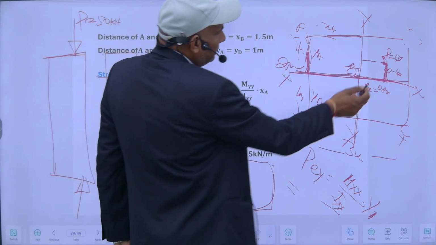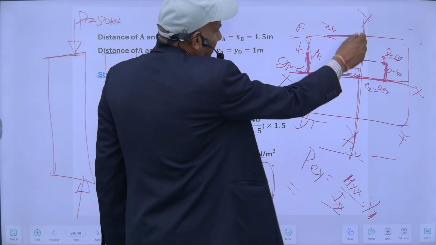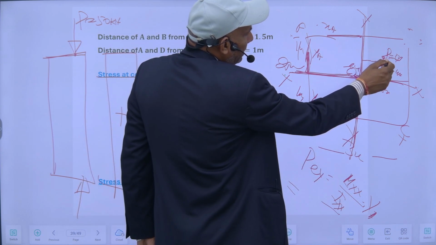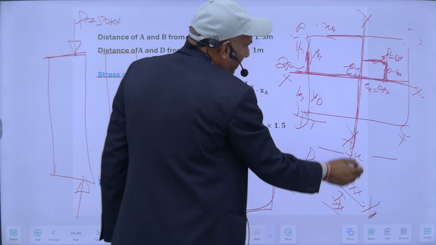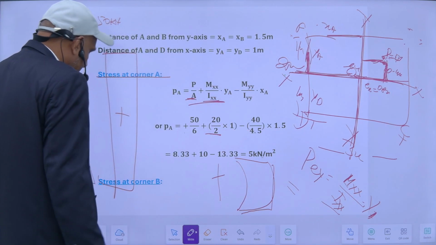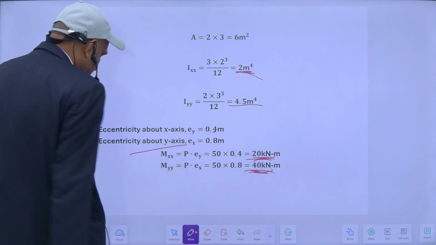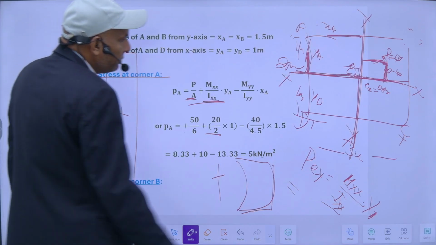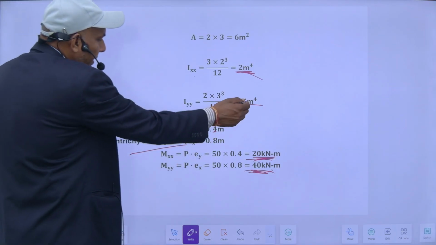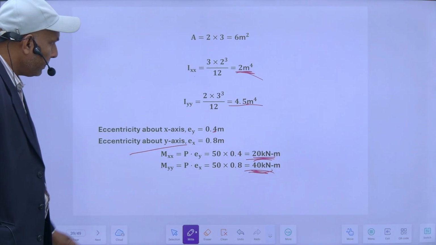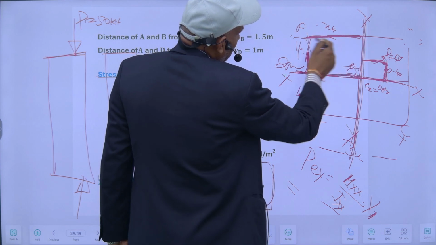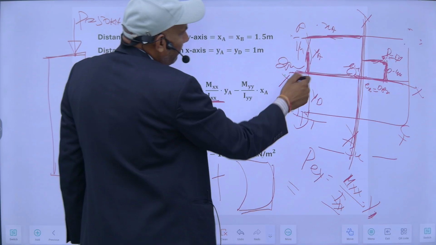And the effect of this load about this y-axis, it will be negative here. So this load into this distance, this is 0.8 meters, so it will be 40 kilonewton meter. This will be my Myy, 40 kilonewton meter divided by its moment of inertia about this, Iyy, which is equal to 4.5. So this 40 divided by 4.5 into this distance. So this is XA, 1.5 meter.